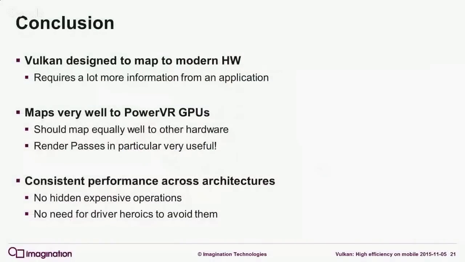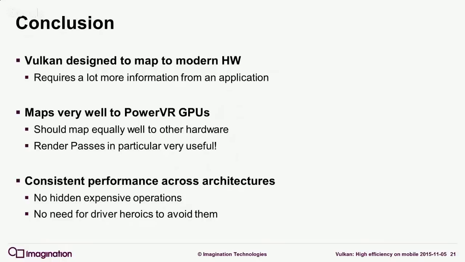So to conclude, Vulkan really is designed to map to modern hardware, and I think we've done a good job of it. It does require a lot more information from an application. You have to provide a lot of information, sometimes in slightly awkward places that you might not have expected to, especially if you've come from OpenGL. Even compared to DirectX 12, which doesn't have render passes, for instance, there's more information than you might expect. But this does mean it maps very well to PowerVR GPUs, and it should map equally well to other hardware.